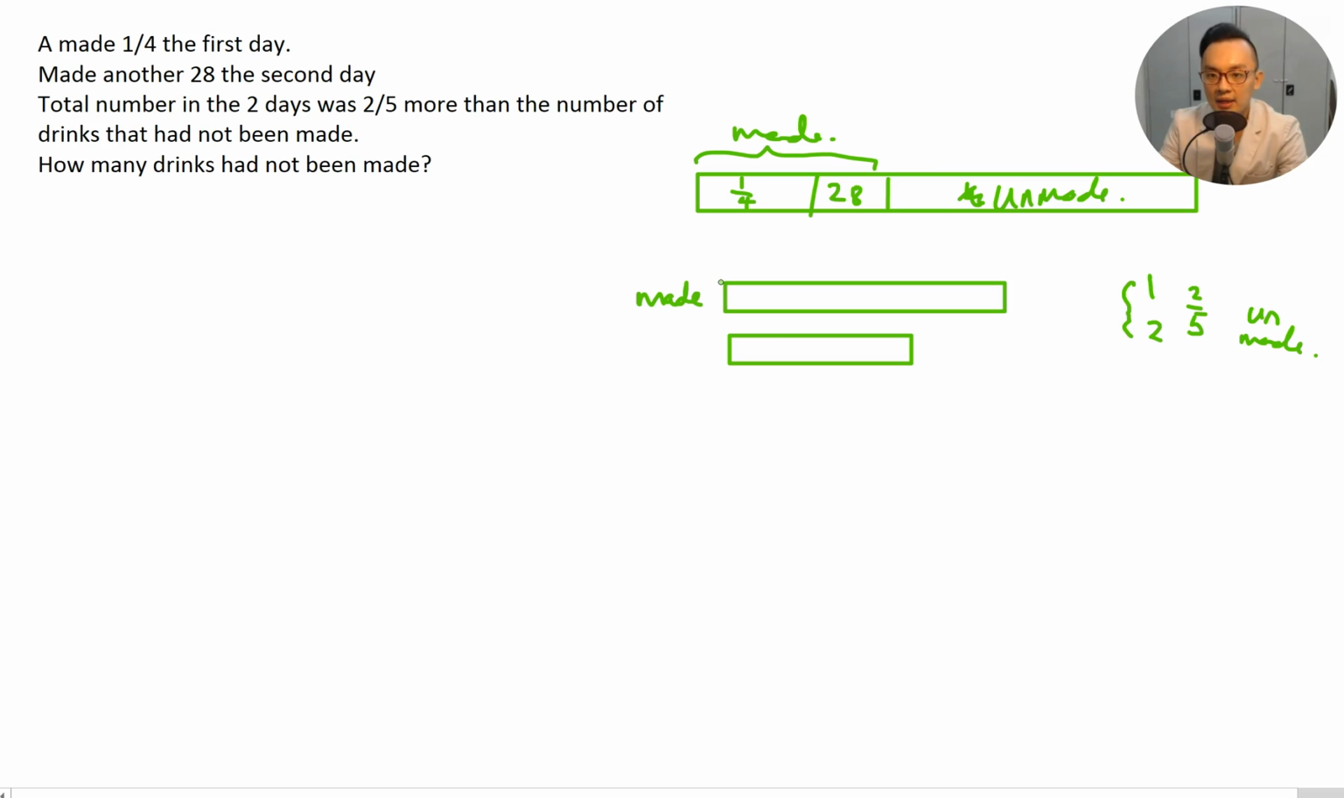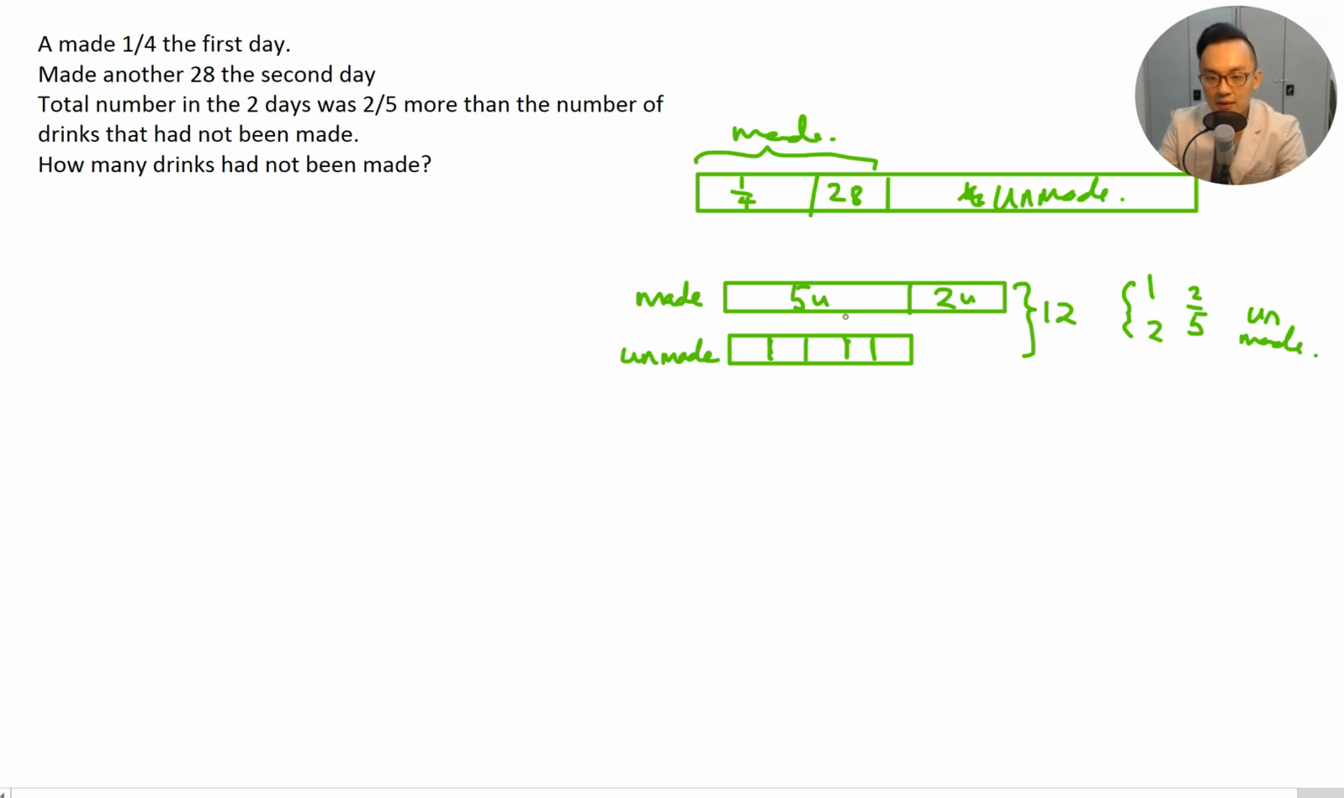Alright, so therefore made was the first 2 days. You must realize that made has more than the unmade. Alright, and it's 2/5 more than the unmade, so therefore unmade has 5 units. Alright, and the made has 2/5 more than this, so therefore this is 2 out of the 5. So 5 units, 5 units, made has 2/5 more than this. And therefore the total is 5 plus 5 plus 2 is 12.